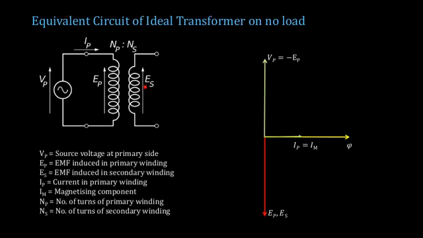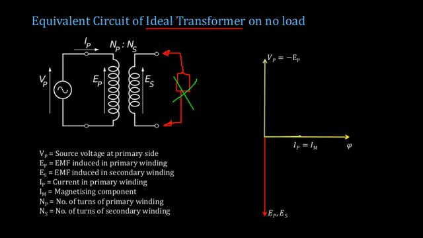Now we'll look at the circuit of an ideal transformer on no load. What do you mean by an ideal transformer? An ideal transformer is a transformer which has no losses, and it is operating at no load. No load in the sense you are not connecting any load. Once you connect a load to the secondary side, some load current flows, but you are not connecting any load here. You are keeping your secondary open, and you are considering that you have no losses in the system.